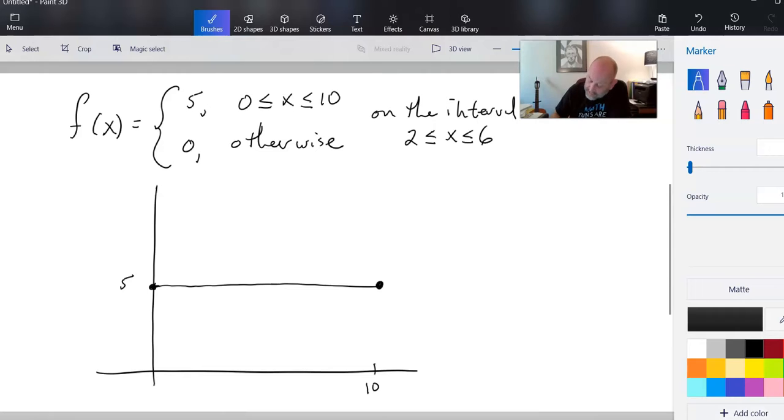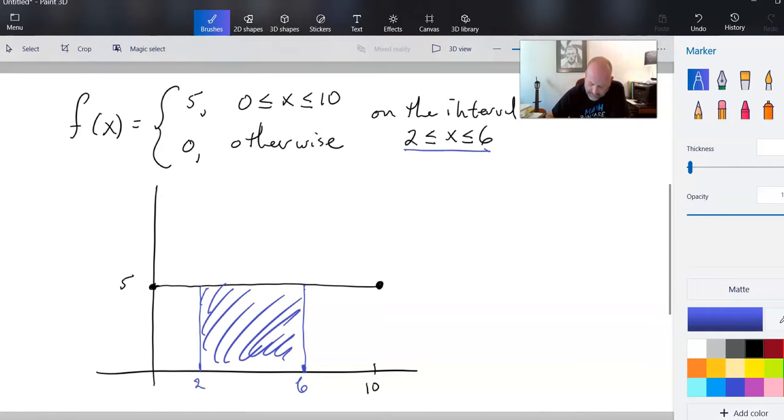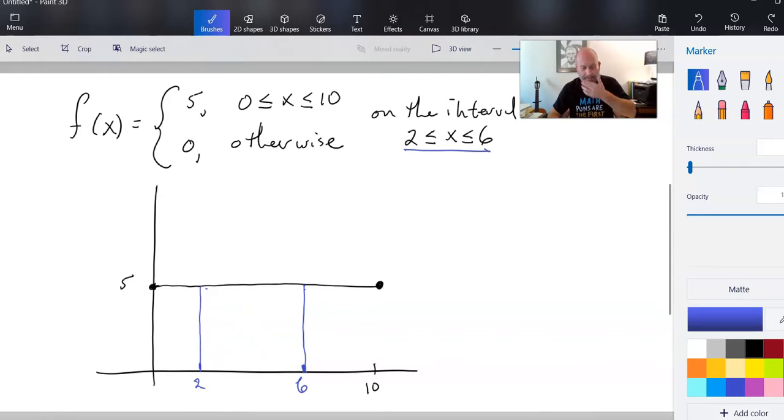Now we need to deal with this part. What we want is the area under this curve between 2 and 6. So let's say 2 is right here and 6 is right here. The area under the function from 2 to 6 is this rectangle here. So that's the area I'm looking for, this rectangle here, and I need its height and its base.